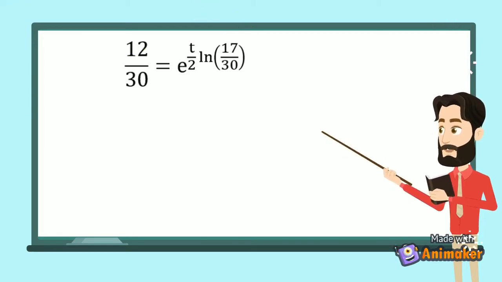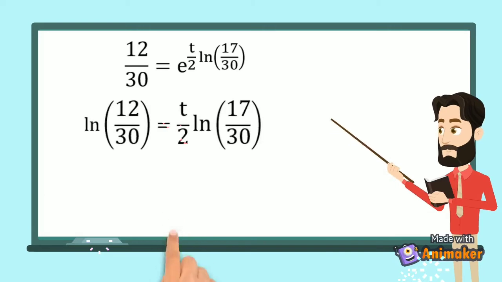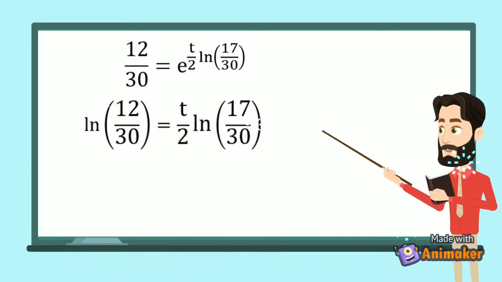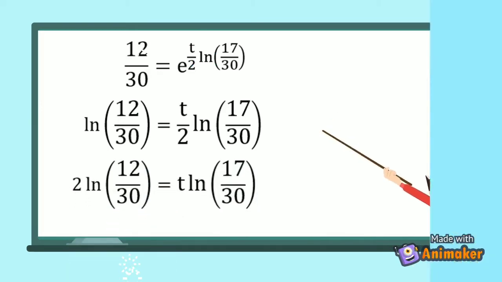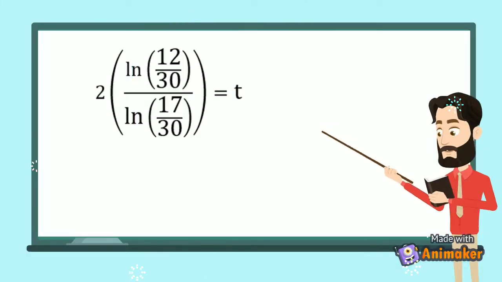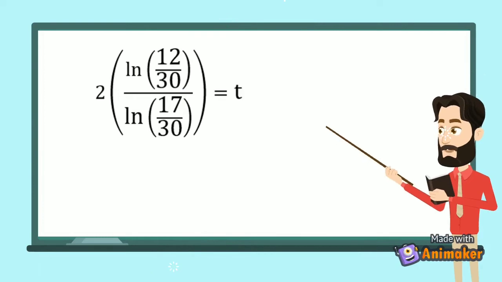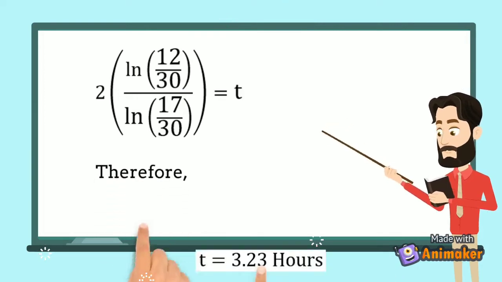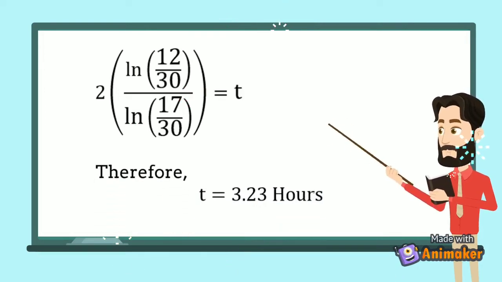Then, we take ln of both sides. On the left hand side, it will become ln(12 over 30). And on the right hand side, if we take ln of e, we will apply the log rule and get (t over 2) ln(17 over 30). Next, we will simplify and solve for small t. After we simplify and solve for t, we get t equals 3.23 hours.